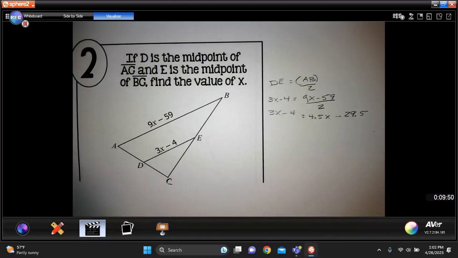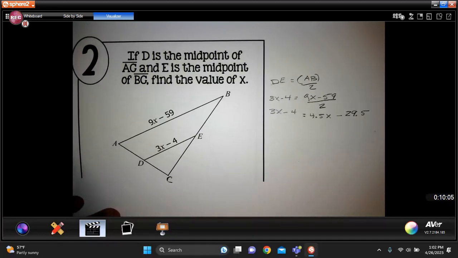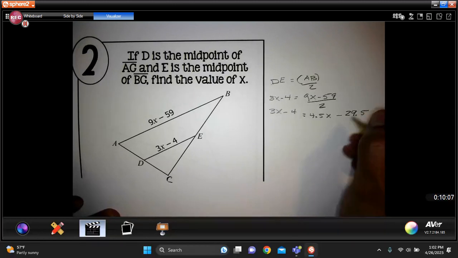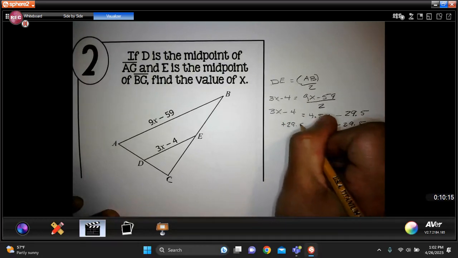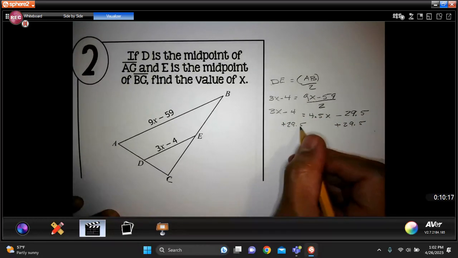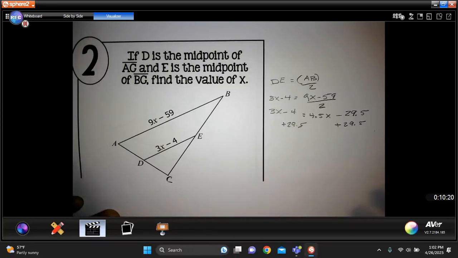Make sure you write it down. Again, we're dividing the big side by 2. We have an equation representing the big side, so we have to divide the big equation by 2. Now, let's see what I will do first. I'm going to get rid of this big number right here, plus 29.5 on both sides. You can go either way. You can cancel one or the other. I'm just trying to avoid getting a negative solution.